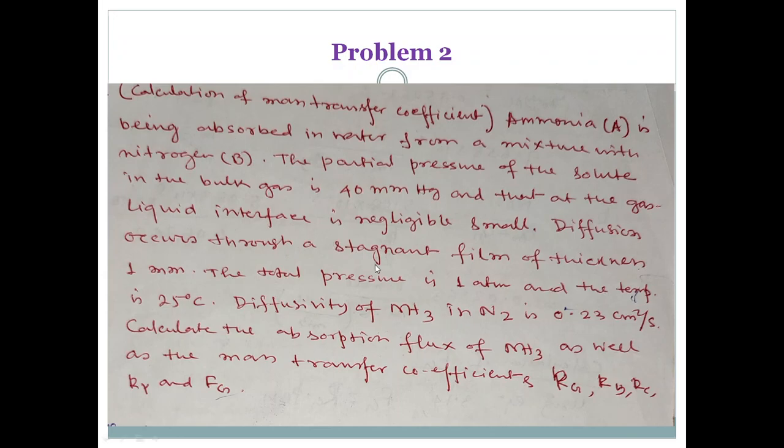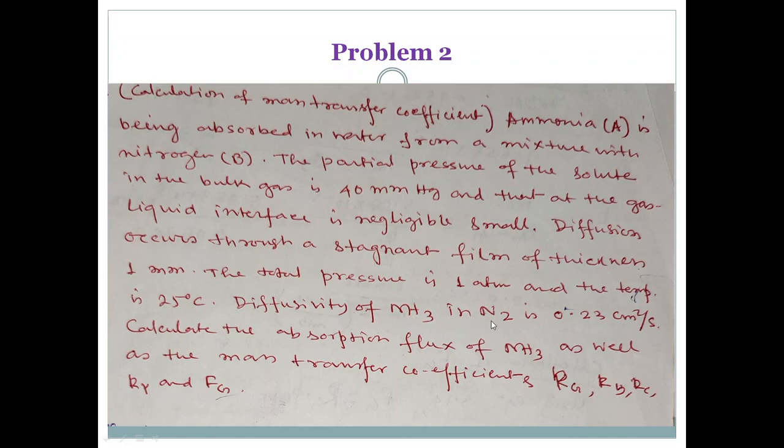Diffusion occurs through a stagnant film thickness of 1 millimeter. So here the film thickness is given to you. You are lucky, and you should see the unit. Generally that thickness is in millimeters, 1 millimeter, 2 millimeter, so it is very small. The total pressure is 1 atmosphere, and the temperature is 25 degrees.